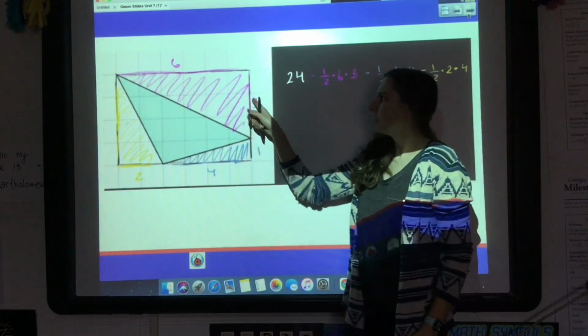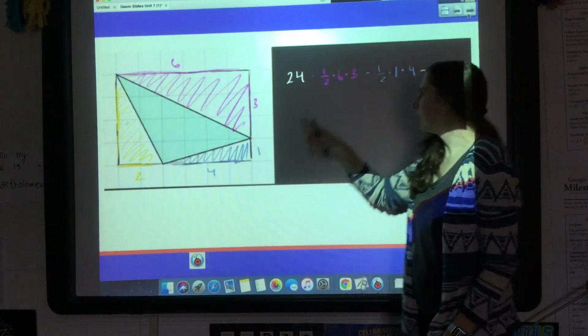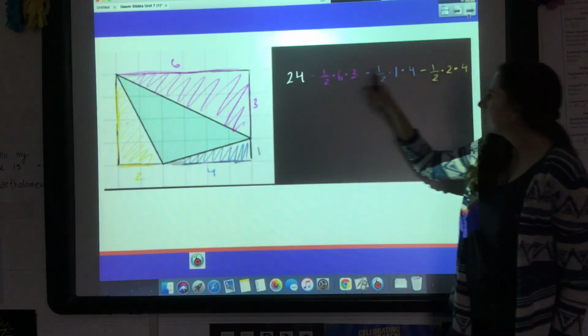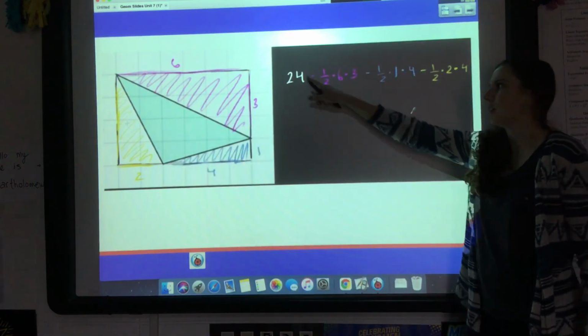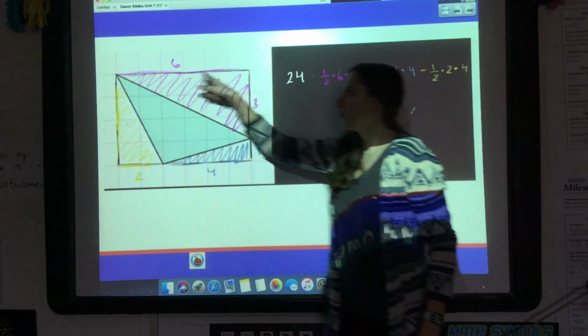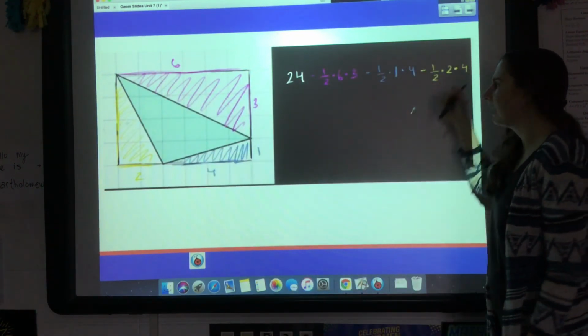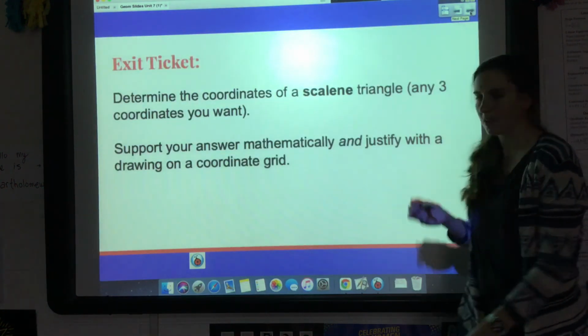This is a right triangle, so we can use this as the base and the height. And so we did 1/2 times 6 times 3 for the pink one, and then for the blue one here, and then for the yellow one. So again, just subtract all of those from the original 24, and it will leave you the area that you need. I'm just going to leave it there because I think you got the idea. All right.